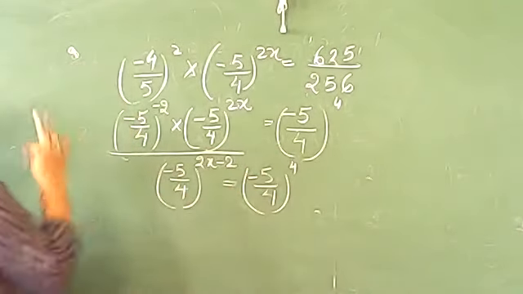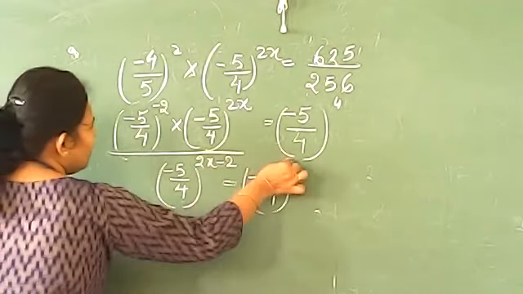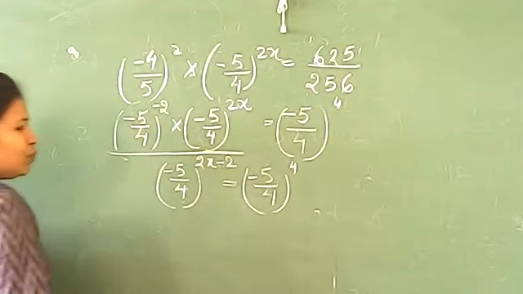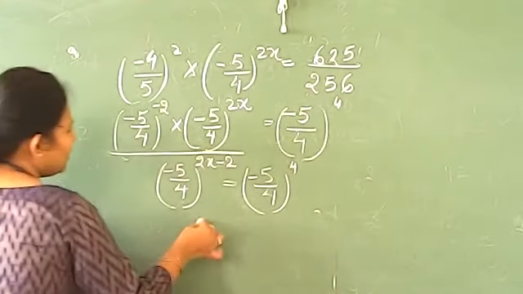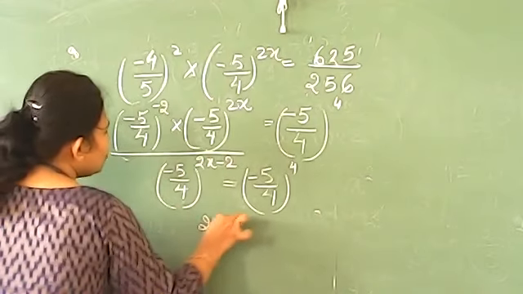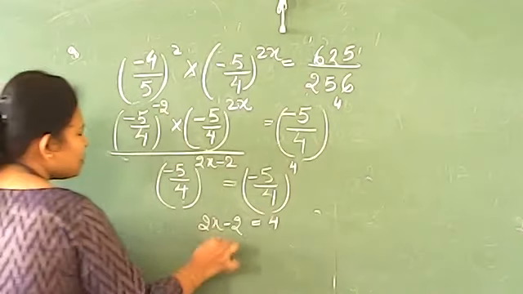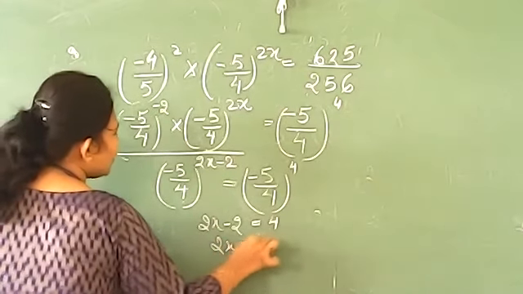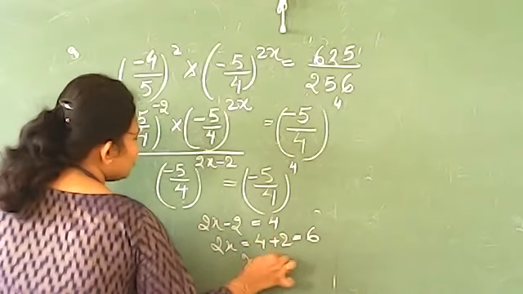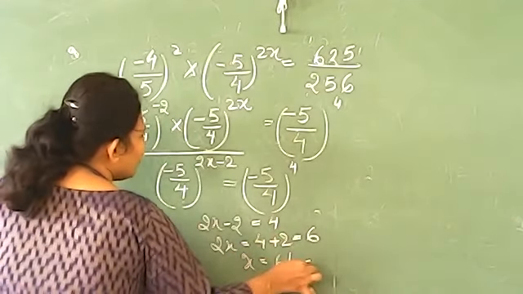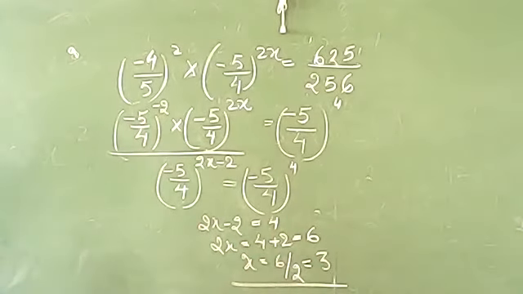Again the same condition as before: same base, different power, with an equal sign in between. So we just compare the exponents. 2x - 2 = 4. So 2x = 4 + 2, which gives 6. So the value of x is 6/2, which is 3.